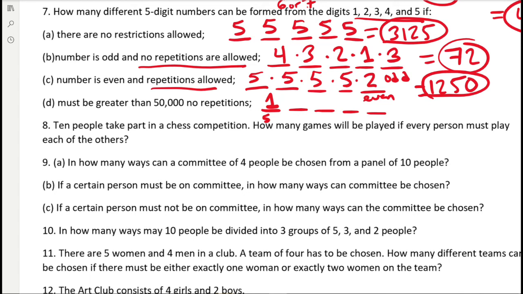The next numbers, you can choose any number. And it says no repetitions, however. So if we choose the 5 for the first one, then we only have 4 numbers left, then 3, then 2, then 1. In which case, we have 24 possibilities.